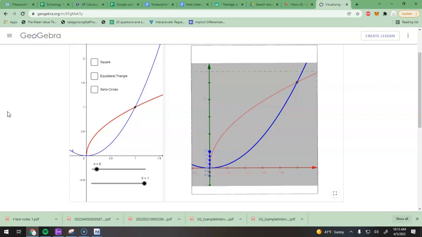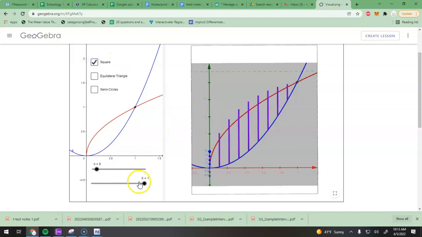GeoGebra. So a cross section is one of those. All right. Can we just wipe the last 50 seconds and start over?